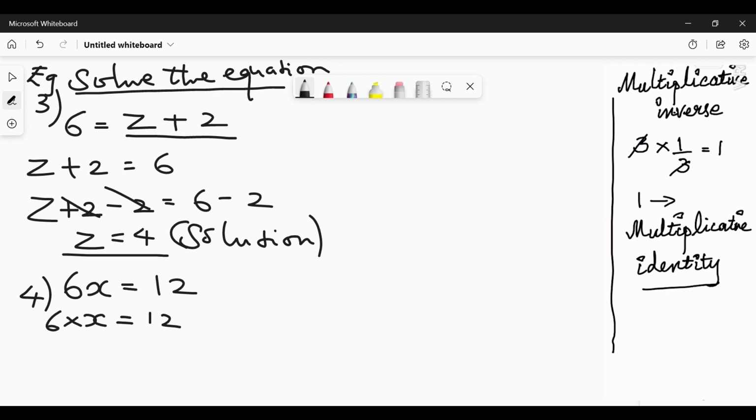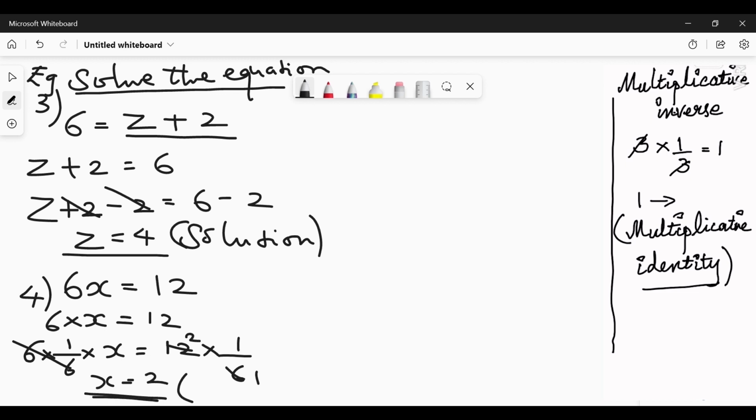So what am I going to do? In order to remove this 6 from here, I am going to multiply 6 by 1 by 6 times x equal to, again whatever you are doing in the left hand side, you do the same thing in the right hand side as well, like this. Cancel these two and therefore you get x is equal to 6 ones are 6, twos are 12, the answer is x is equal to 2, and this is your solution. Hope you are able to understand this type of questions.